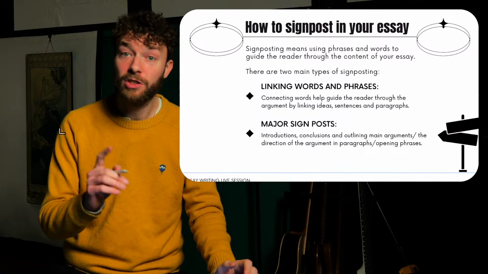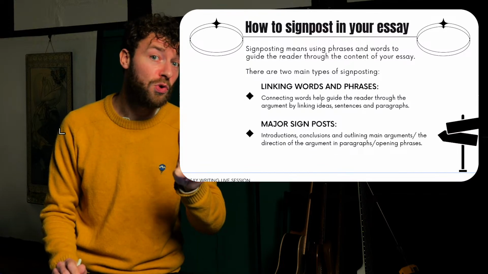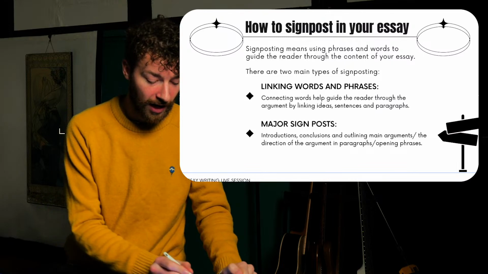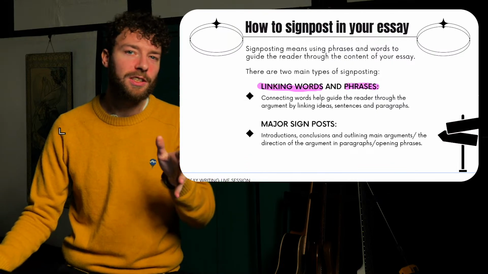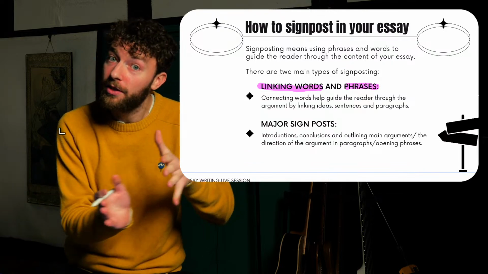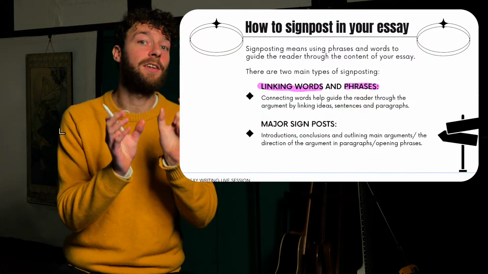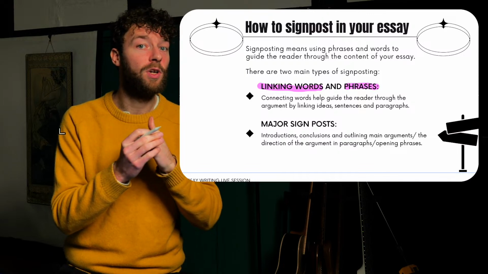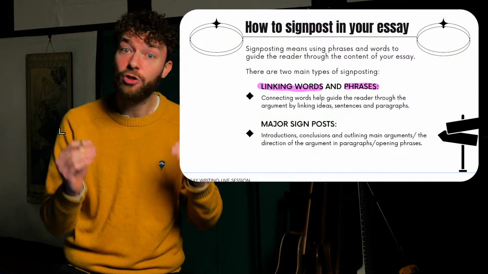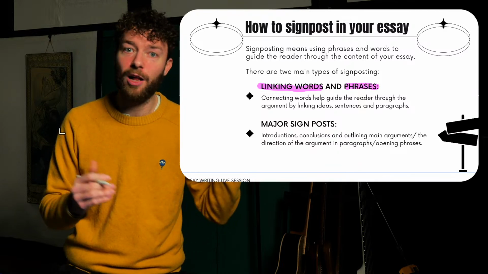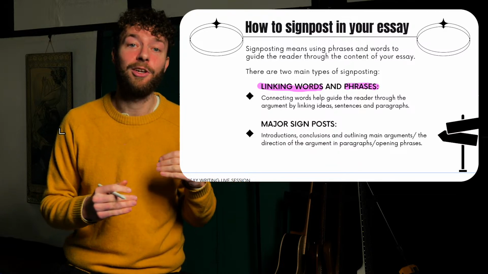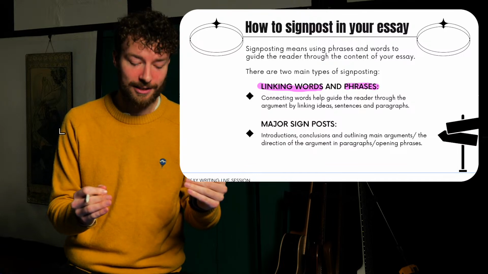So, signposting is divided into two main parts. We have linking words and phrases. These are words and phrases that guide the reader through the essay. When one of these phrases comes up, the reader will know exactly where they are. And that's good. You want it to be clear. Being clear is a really key thing that I'll be talking about a lot and that I'm going to be asking you to do in all of your essays.